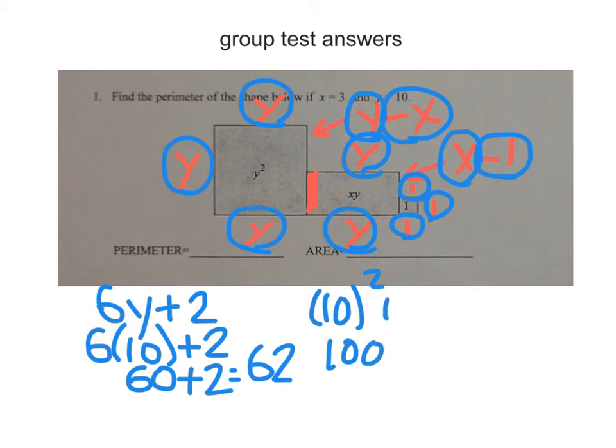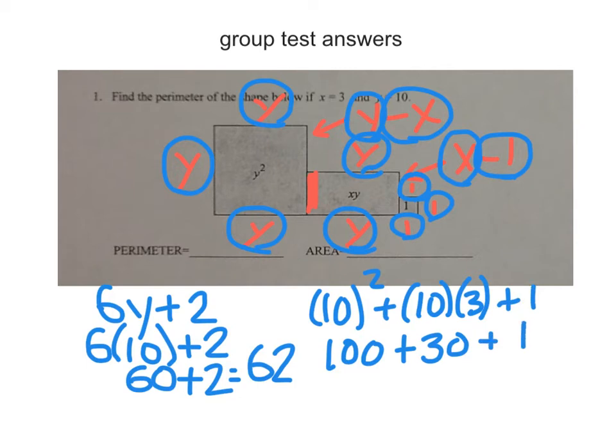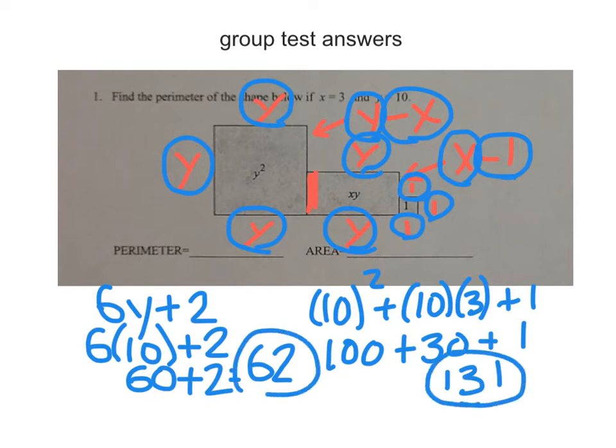xy means x times y. Well, x is 3 and y is 10, so we're going to multiply 10 and 3. So the area of that rectangle is equal to 30. And then the unit square has an area of 1. So the sum of those areas gives us the total area of the shape, which is 131. So those are the 2 answers for problem 1.